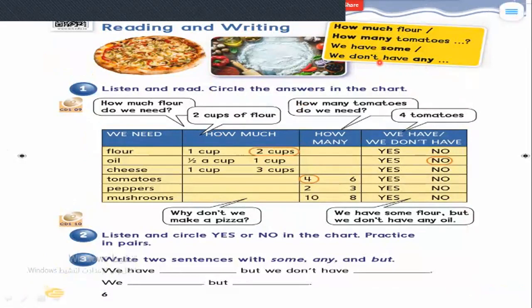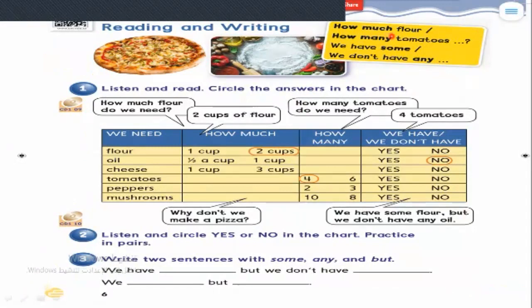Okay, girls, when do we use how much and when do we use how many? So now we know we use how much if the thing is uncountable. What are the things we cannot count? Like flour, like rice. Okay, there are a lot of things we cannot count.